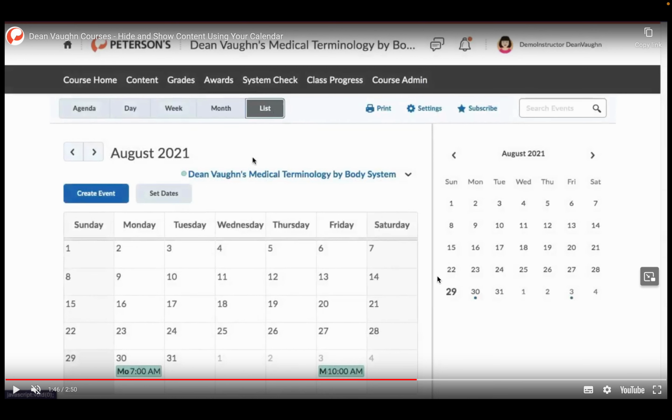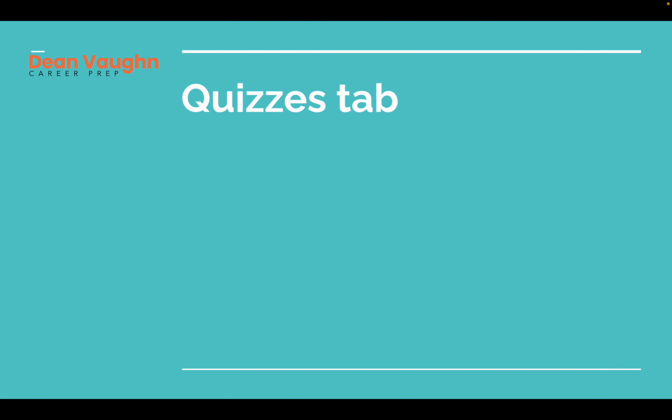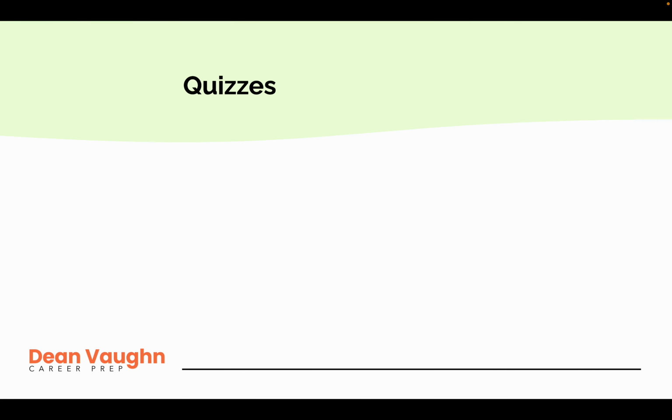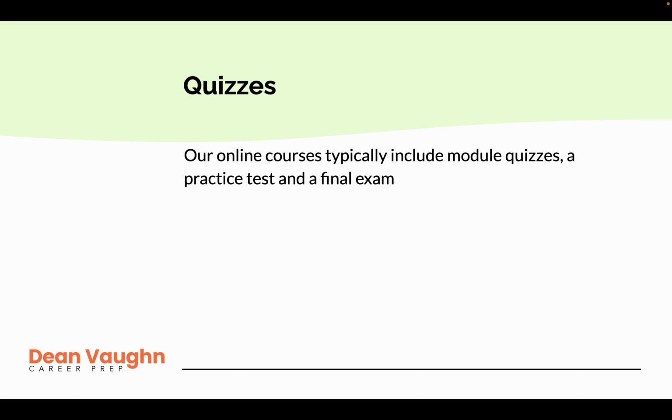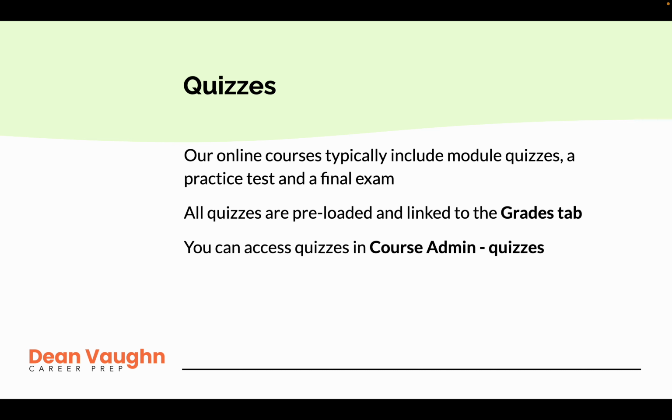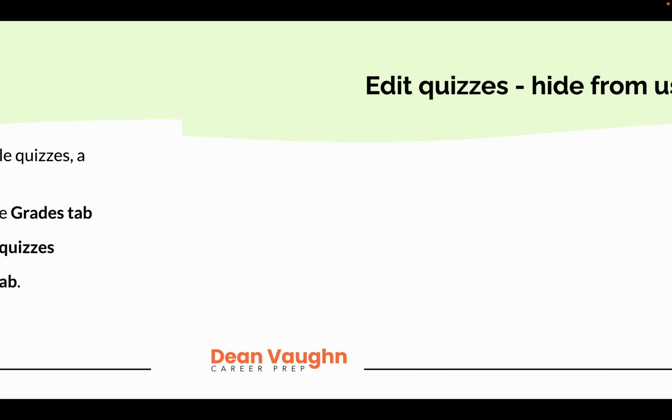And that's pretty much how your calendar tab works. Next, let's move on to quizzes. So our online courses typically include module quizzes, a practice test, and a final exam. All quizzes are preloaded. They're linked to the grades tab. You can access quizzes if you go to course admin quizzes.